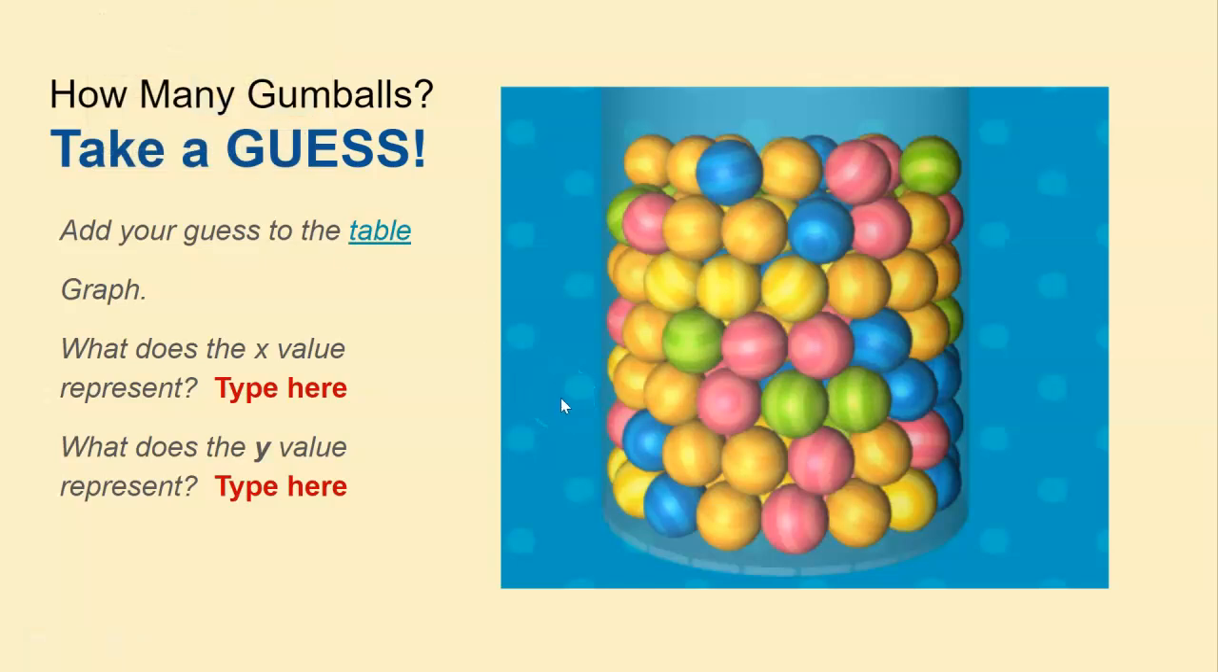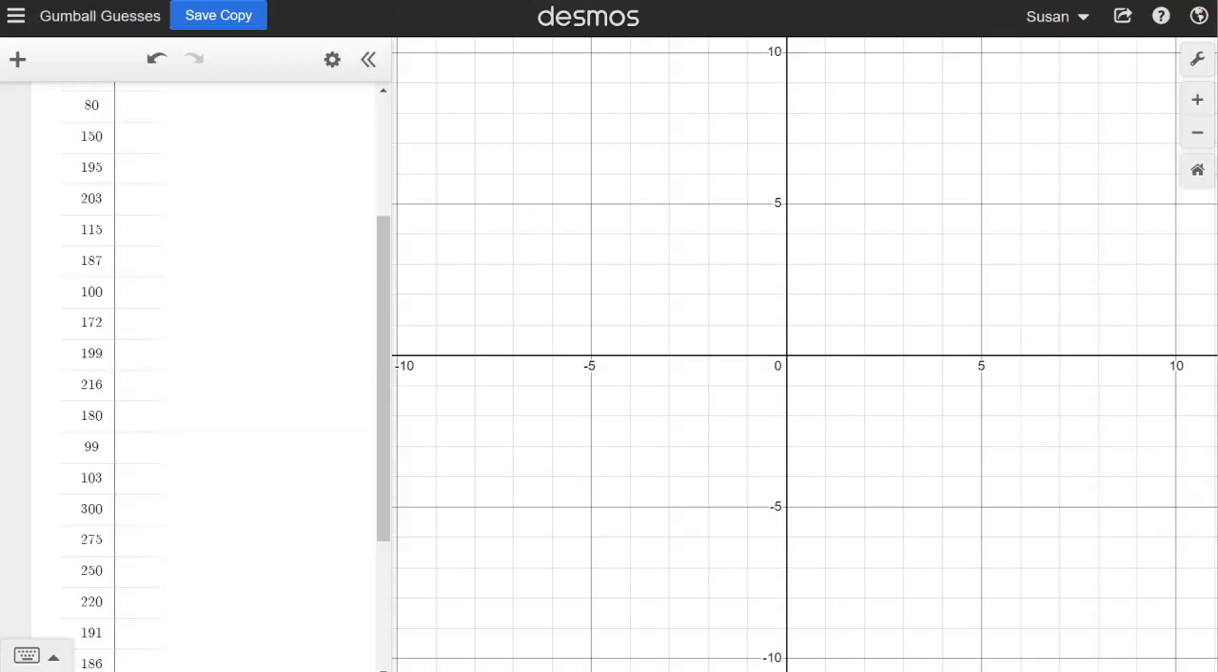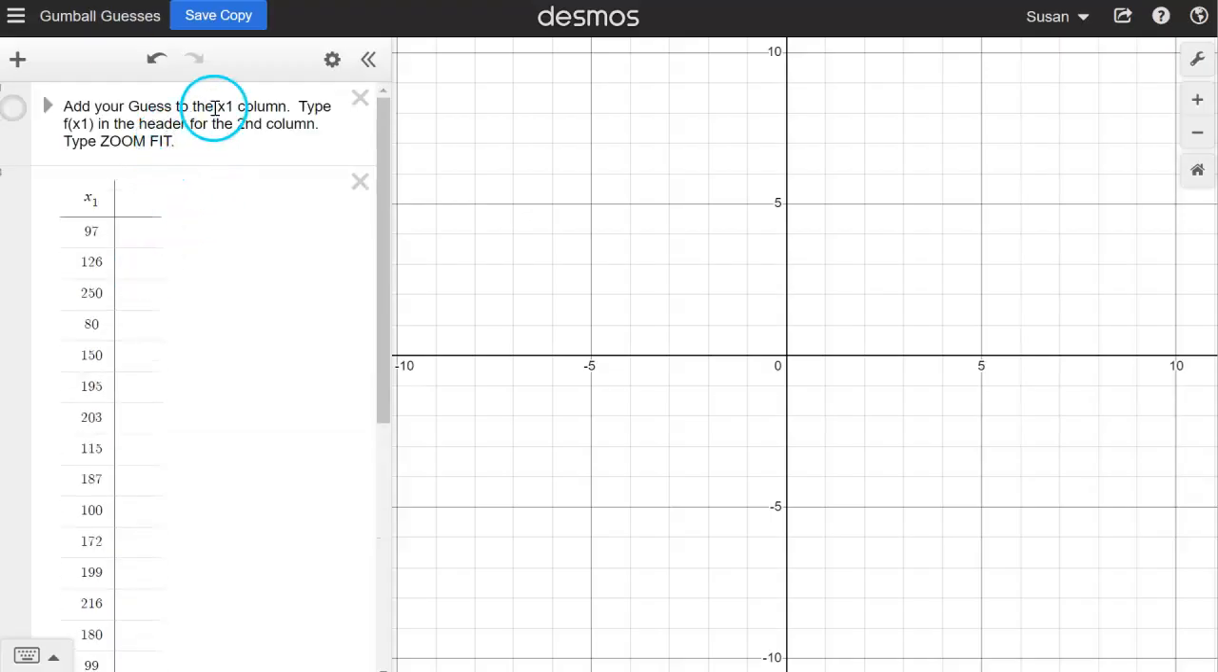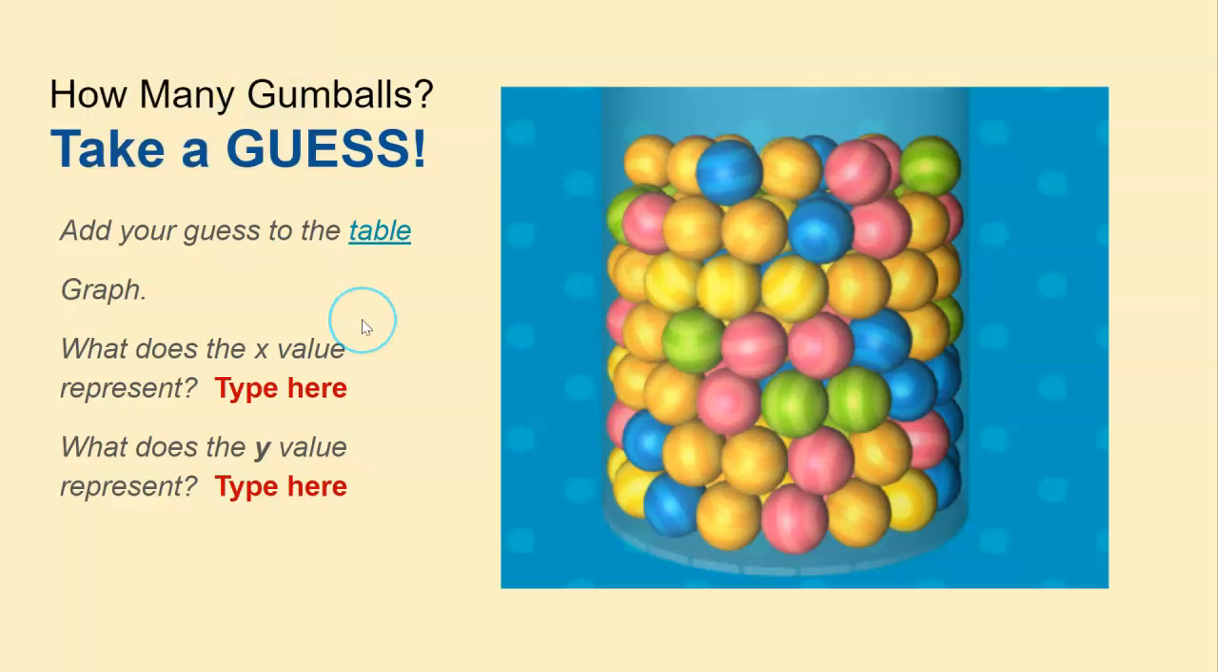What does the x value represent? Well, that was your guess. It said put it in the x column, so that's your guess. And then what does the y represent? Well, it tells you right up here. X1 is your guess. Add your guess. And so the y1, it doesn't tell them, but it actually represents how far off they are, like how far away from the actual answer. But I don't tell them that, so hopefully they can figure out that's what it's giving them.